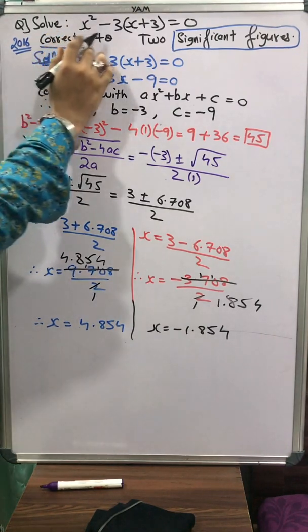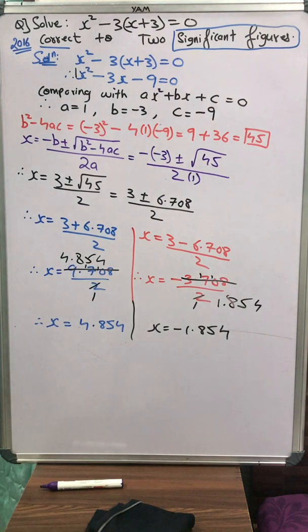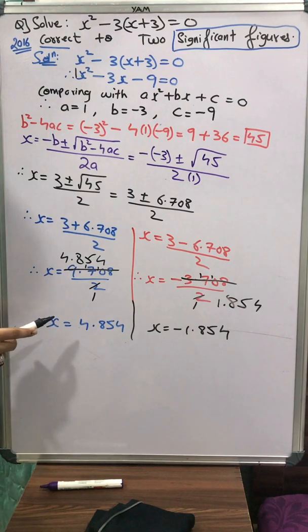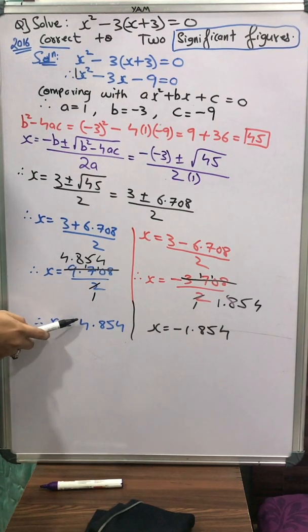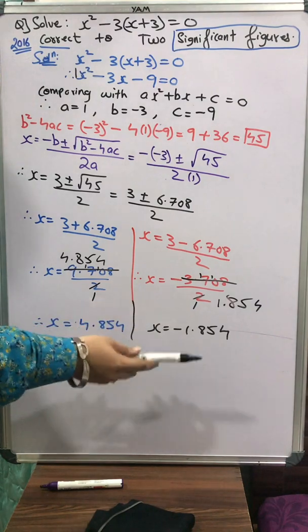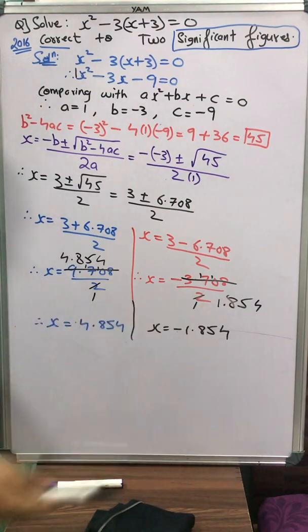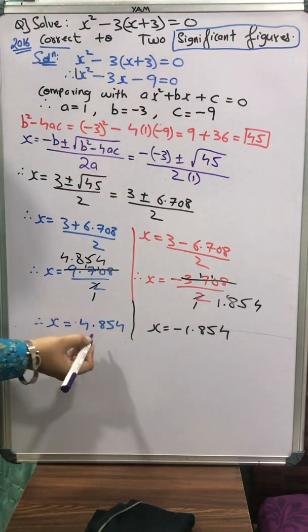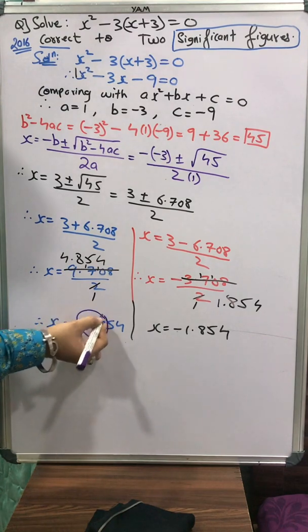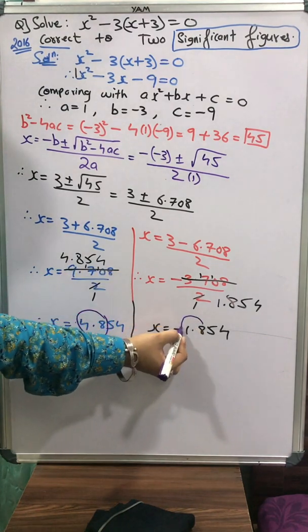Please see here, we have to write up to 2 significant figures. So how to find significant figures? I have already explained you all in my video of significant figures. So see this, significant figures start from the first non-zero number. So my first non-zero number is 4. So I'll start counting from 4. And here also my first non-zero number is 1. So I'll start counting from 1. So I just want over here 2 significant figures. So I just want here first 2 numbers, and here also first 2 numbers.